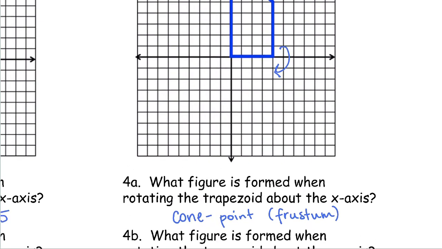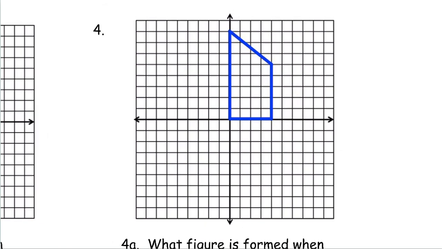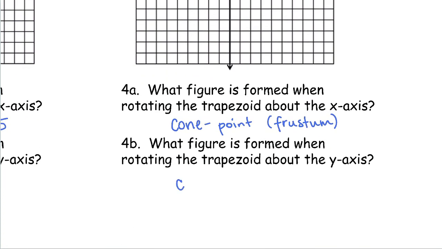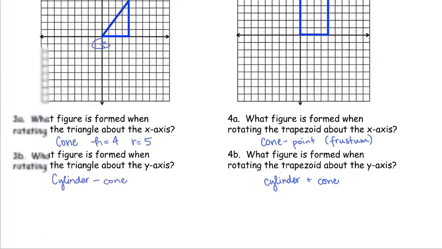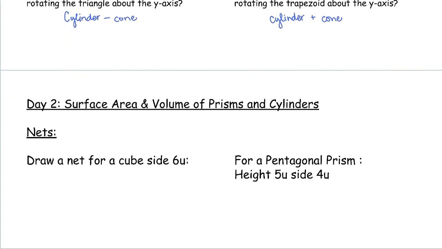If I rotate it around the y-axis, the other direction, then I end up with a cylinder plus a cone. So just all things to consider. We'll actually use these a little bit later whenever we get into our volume and surface area, but as of right now, that's all that you need to know.